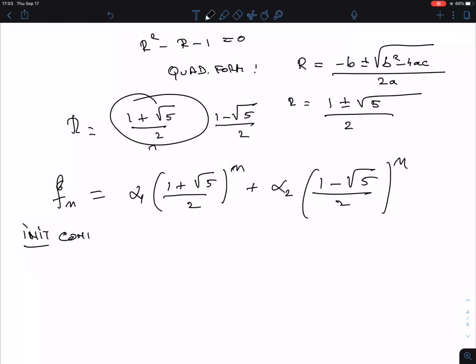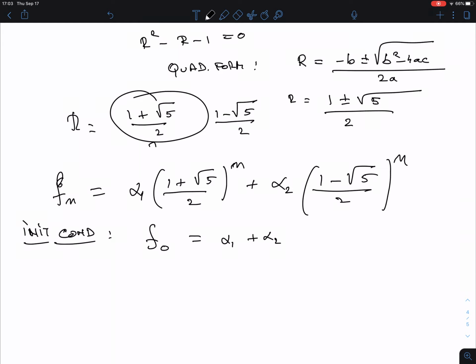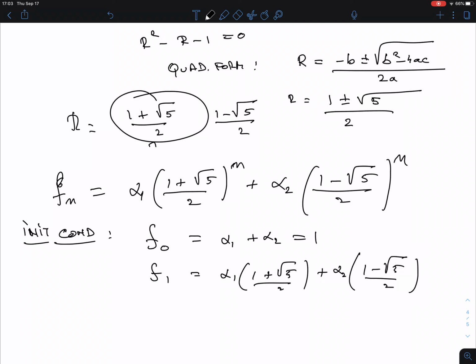Now, I don't know whether you've already noticed, but the first initial condition is actually very pleasant, right? Because you take the power 0, that is just 1. So we get alpha 1 plus alpha 2, and that was equal to 1. The second initial condition was also 1. Now we have something a little bit uglier: alpha 1 times (1 plus radical 5) over 2, plus alpha 2 times (1 minus radical 5) over 2. Okay, now I'm going to write this out a little bit. I'm going to split off the radical 5.